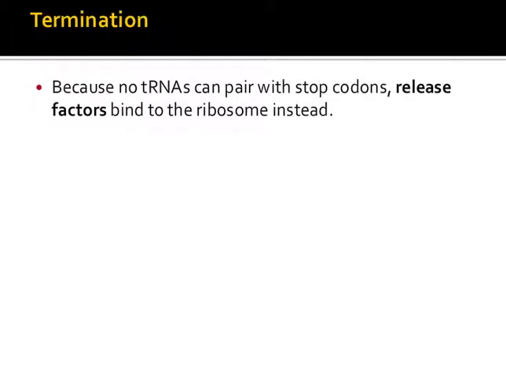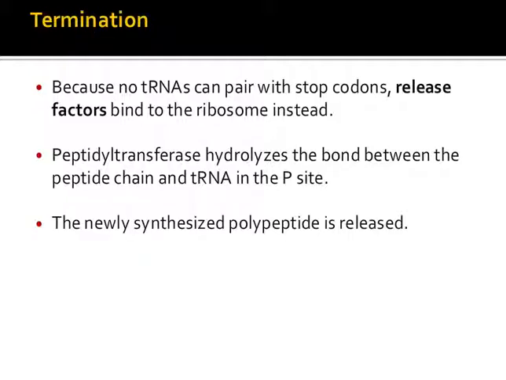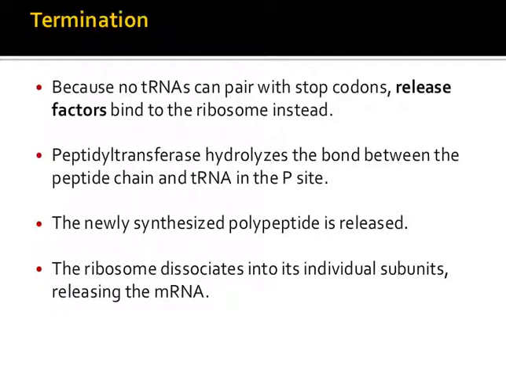When this happens, and because tRNAs cannot pair with stop codons, release factors bind to the ribosome instead, and then the peptidyl transferase hydrolyzes the bond between the peptide chain and the tRNA on the P site, and therefore the peptide is released from the ribosome. The ribosome then dissociates into its subunits and can be recycled to be used again for protein synthesis.